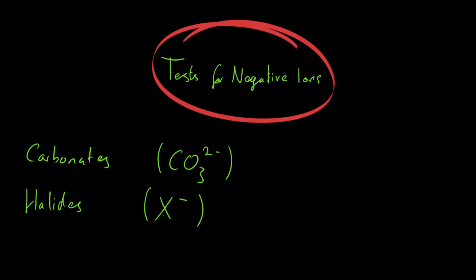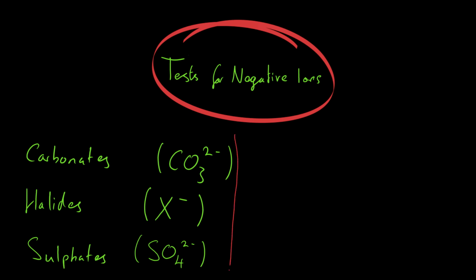Okay, and lastly, we're going to test for the sulfates. Okay, and this is spelled differently depending on whether you're using the English or American spelling. Okay, now they contain the SO4 2- ion. Okay, that means that you have a sulfate. Okay, and so first of all, we're going to have a look at the test for the carbonates.